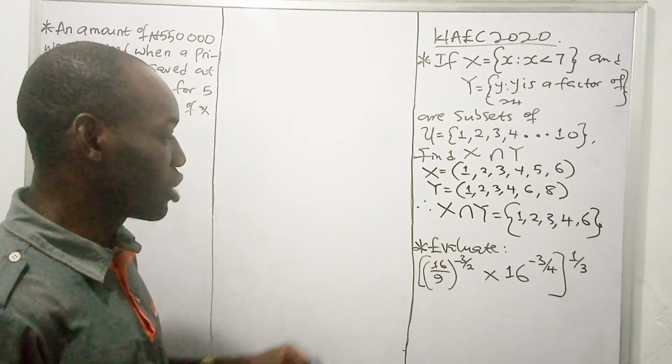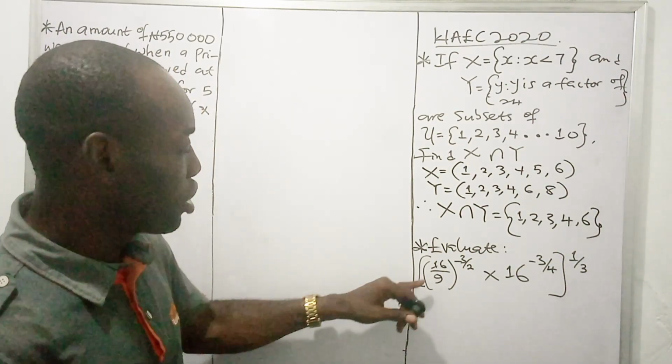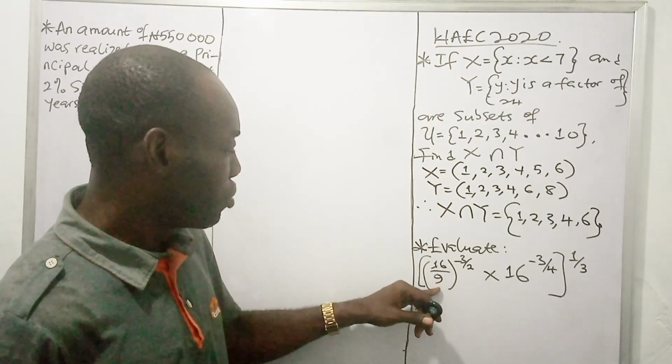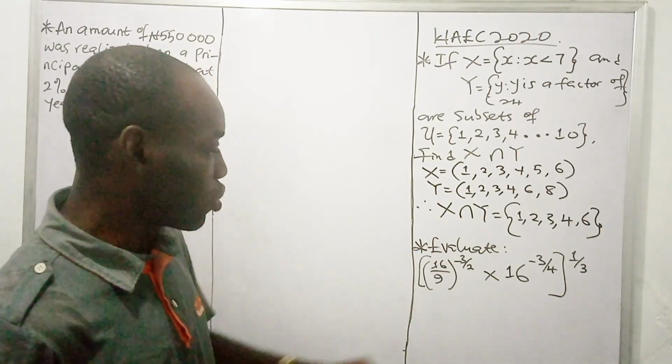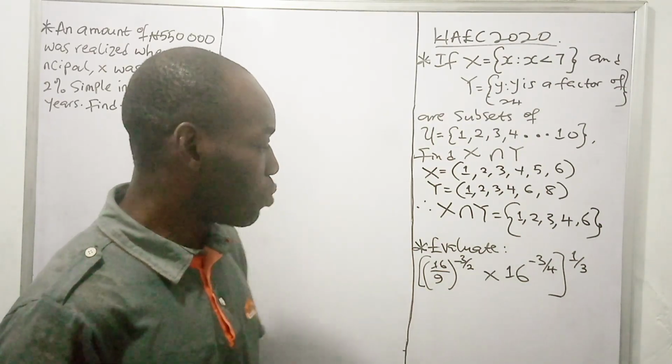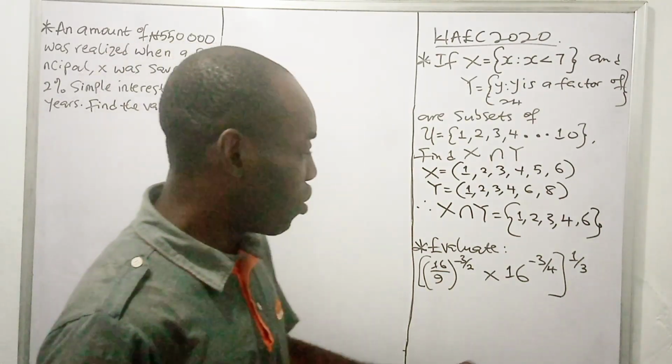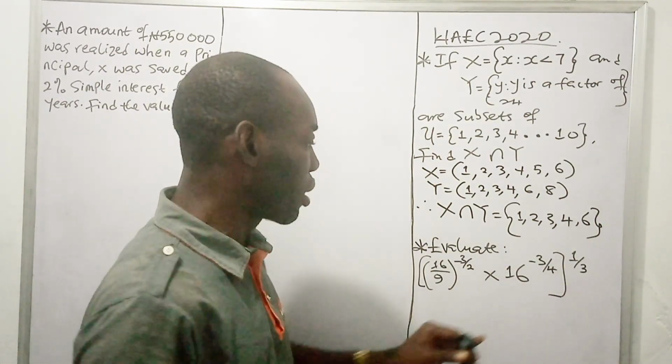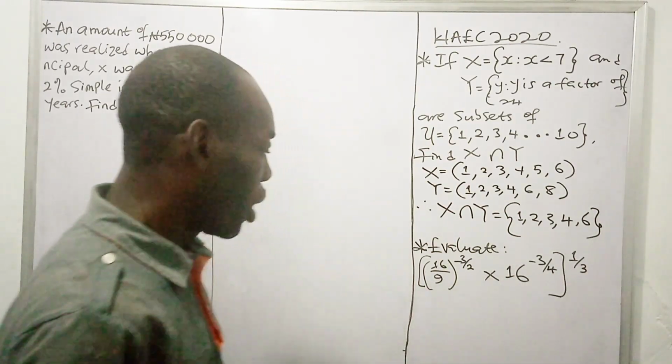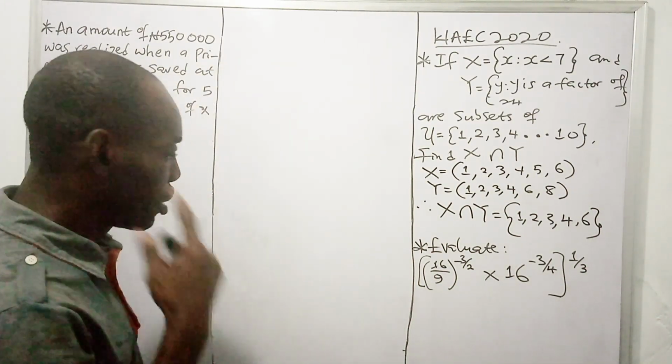Now let's see the next one here. It says we should evaluate 16 ratio 9 all raised to the power minus 3 over 2, times 16 all raised to the power minus 3 ratio 4, in the bigger bracket, all raised to the power 1 over 3. Now what do we do here?